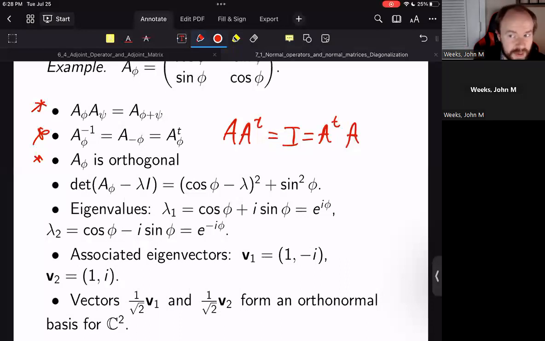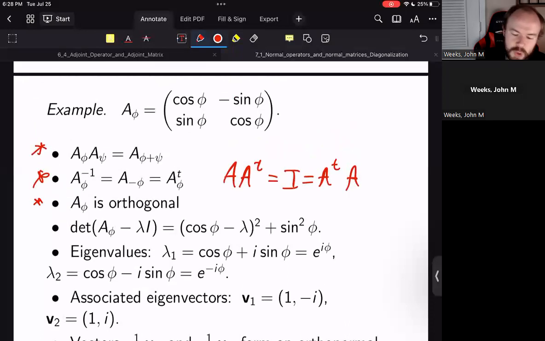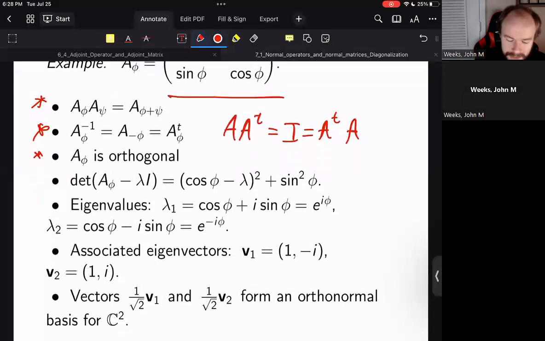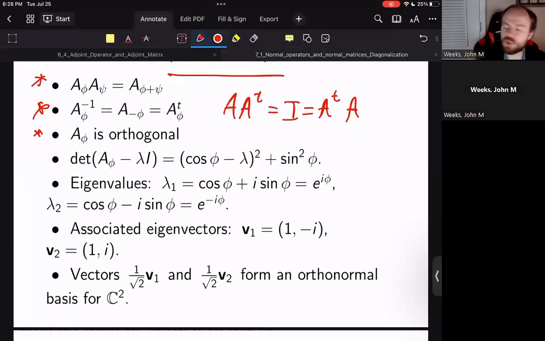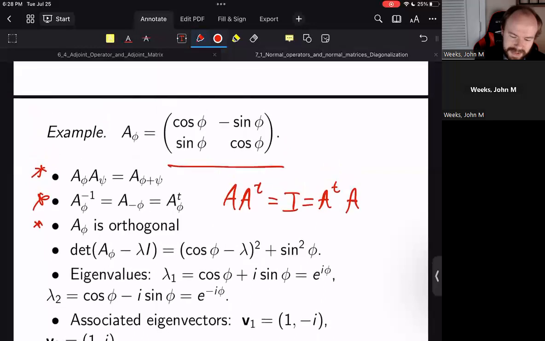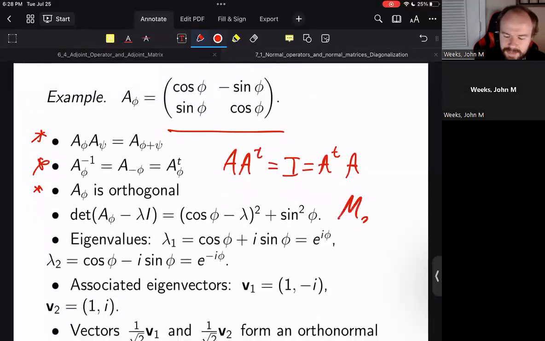Now, if we were in a real vector space, we would need not normal, but we would need self-adjoint. Remember, we said this matrix right here cannot be written as a self-adjoint matrix. And so because of this, we need to be considering this in terms of the complex vector space. We're looking at this as M2 of C rather than M2 of R. So these eigenvalues end up having complex components for each of them.